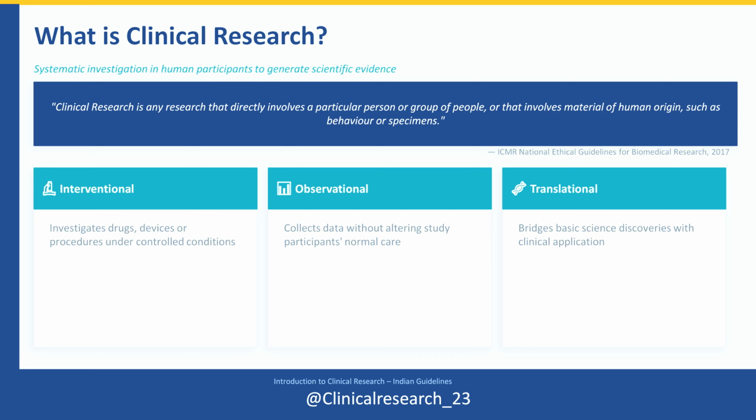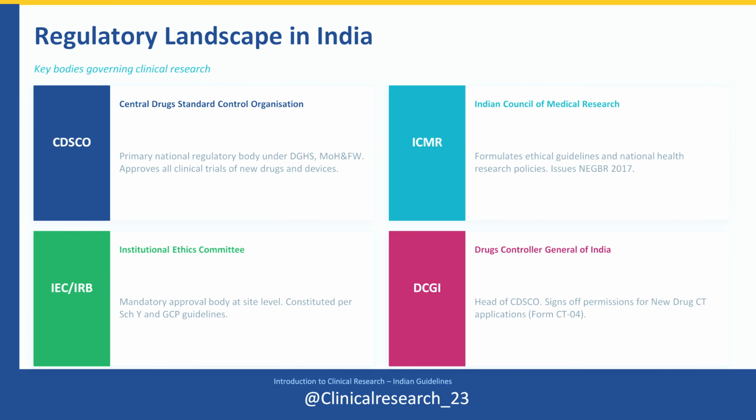So, in summary, clinical research involves systematic investigation involving people or human material, aiming to generate reliable scientific evidence that can improve health outcomes. Let's take a closer look at the key regulatory bodies involved in Indian clinical research. First, we have the Drugs Controller General of India, or DCGI, the head of CDSCO, who is responsible for signing off on permissions for new drug clinical trial applications, specifically using Form CT04.